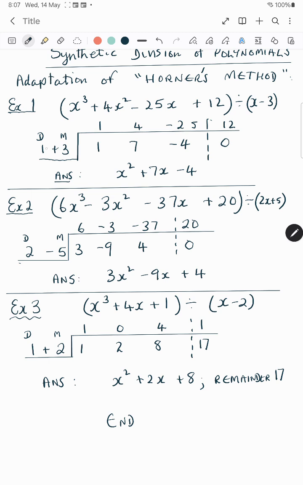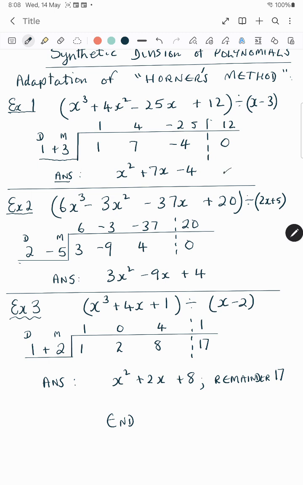So let's begin. Divide 1 at the top by the divisor 1, and you just get 1. We can now forget about the 1 at the front. Then just multiply 3 by 1, which is 3, and add it onto the 4, which makes 7. Now multiply 3 by 7, which is 21, and add it onto the minus 25, which is minus 4. Now multiply the minus 4 by the multiplier 3, which is minus 12. Added on to 12 is 0. And so our answer is x squared plus 7x minus 4.